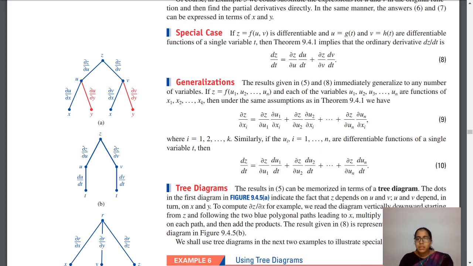So this is a bit clumsy, so to remember it easily we are introducing the concept of the tree diagram.